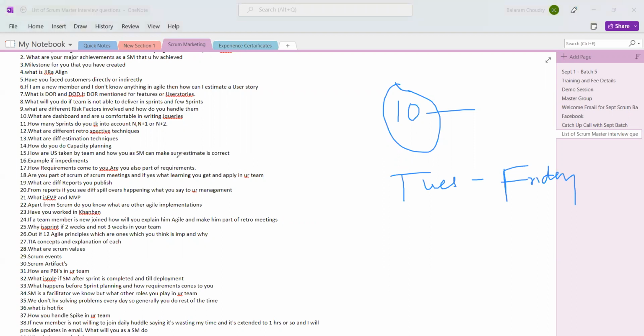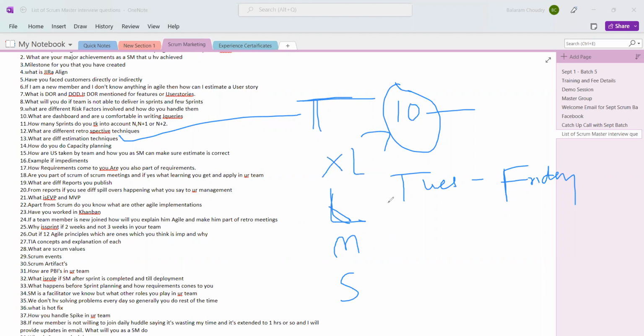How do you do the capacity planning? Let's talk about the different estimation techniques. What are the different estimation techniques? There are multiple techniques for estimation. One of the techniques is t-shirt sizing, but it is outdated now. You categorize the stories as medium, small, large, XL, extra large, like how our t-shirts are.